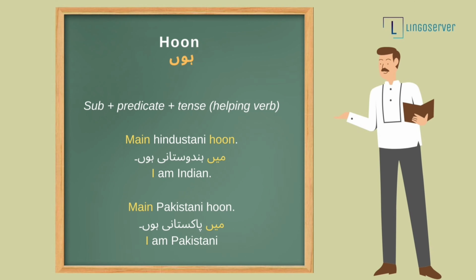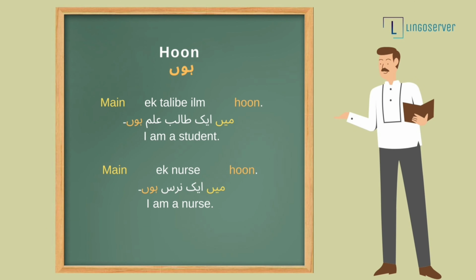मैं पाकिस्तानी हूँ. I'm Pakistani. I, पाकिस्तानी, हूँ, am. मैं पाकिस्तानी हूँ. I'm Pakistani. मैं एक तालिब इल्म हूँ. I, एक तालिब इल्म, a student, हूँ, am. I'm a student. मैं एक नर्स हूँ. I, एक नर्स, a nurse, हूँ, am. I'm a nurse.